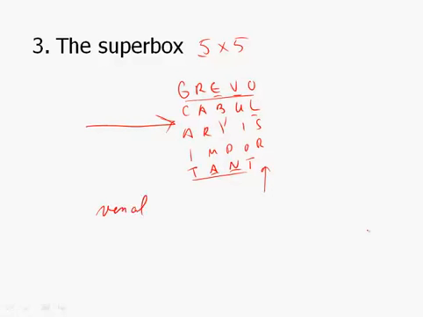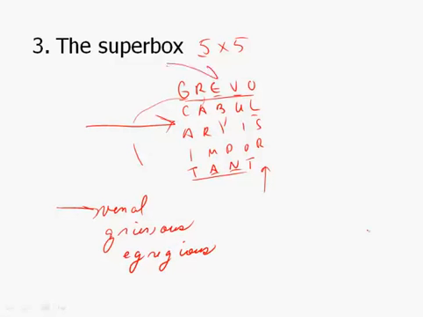Now, you can use letters more than once, meaning you can go back and come up with another word, such as grievous. Grievous. That is, the letters don't expire once you use them. However, you can't come up with a word like egregious because there's only one E in our grid.